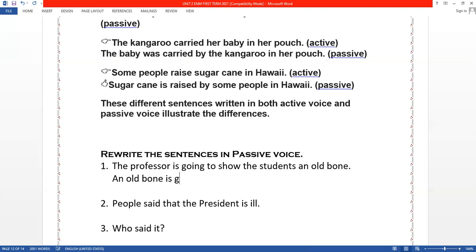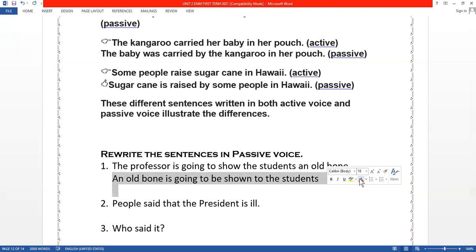An old bone is going to be shown to the students.